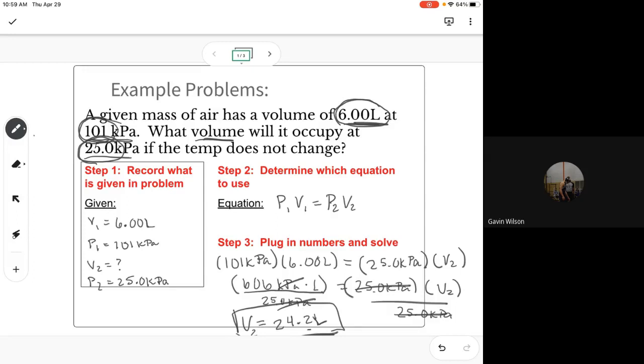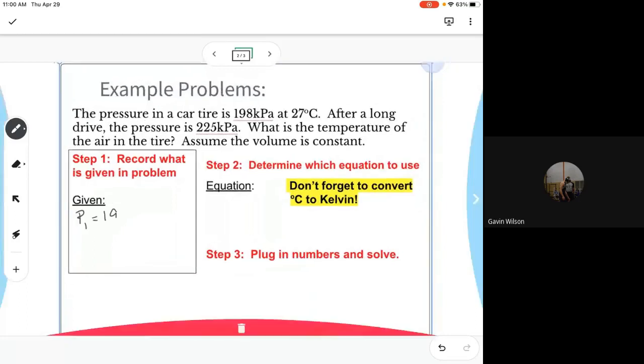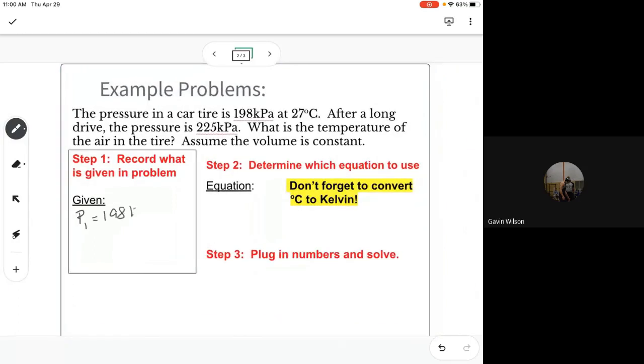All right, questions on that one? Okay, so here's the next one. So what information is given from number 2 in your notes? Brandon, what's one thing we know? All right, and kPa is? Yep, pressure, yep. So we know a pressure of 198 kPa.